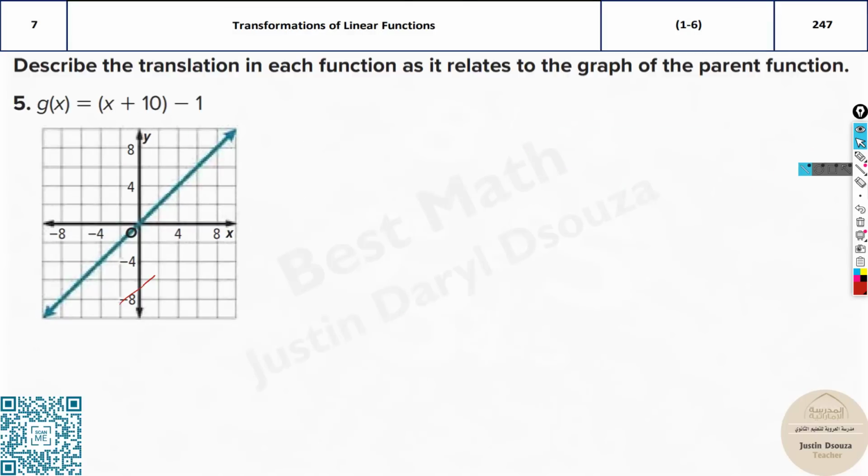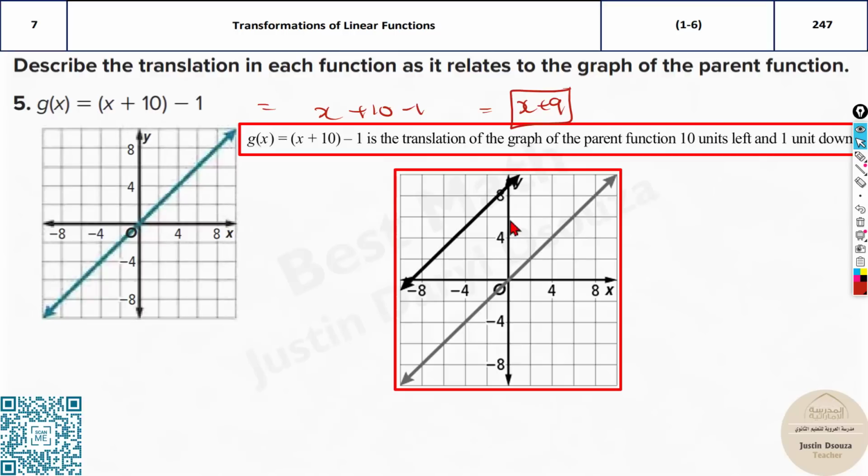And now, when you get such problems, when you have two parts, the simpler method would be to just solve it up. X plus 10 minus 1 would be equal to x plus 9, isn't it? Because 10 minus 1 is 9. So look for a graph which is having an intercept at 9. That's it. See over here, this is having it at 9.